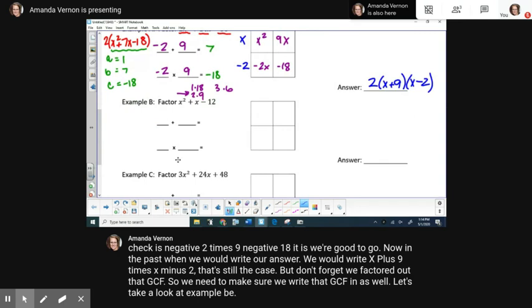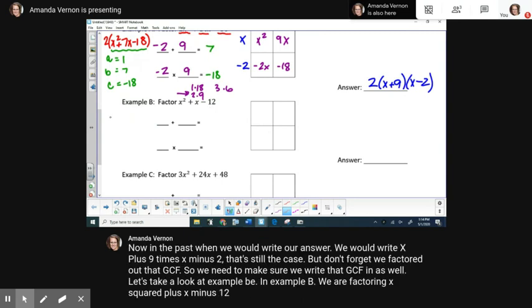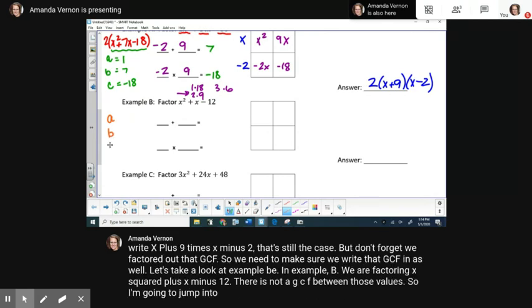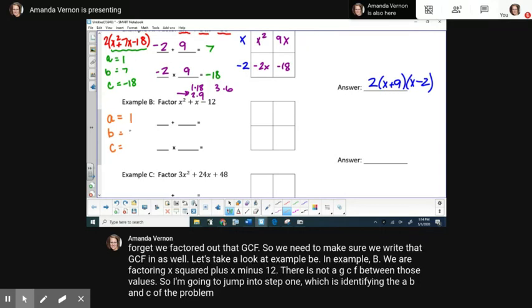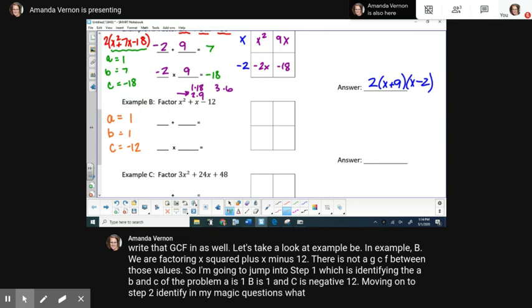In example B, we are factoring x squared plus x minus 12. There is not a GCF between those values, so I'm going to jump into step 1, which is identifying the A, B, and C of the problem. A is 1, B is 1, and C is negative 12. Moving on to step 2, identifying my magic questions. What adds to equal 1 and multiplies to equal negative 12?